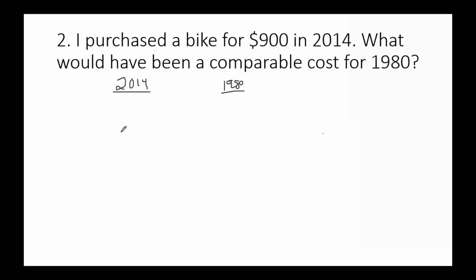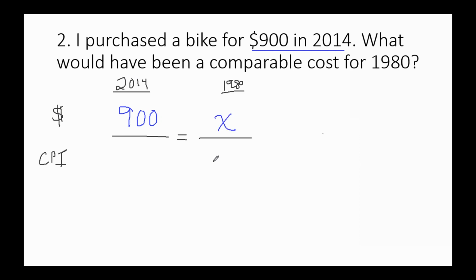So you can see I have time, and I'm going to set up a proportion where my left ratio is 2014 and my right ratio is 1980. I'm going to put money on the top, and I'm going to put my CPI value on the bottom. The CPI value is what we're taking from page 44 in our packet. So you can see in our problem here that my bike was $900 in 2014. Well, that's money, 2014, so 900 goes here. I'm trying to find a comparable cost for 1980, so this is my unknown value of X.